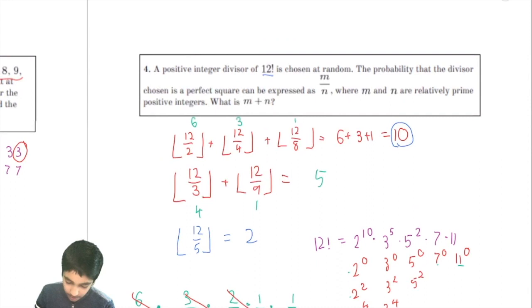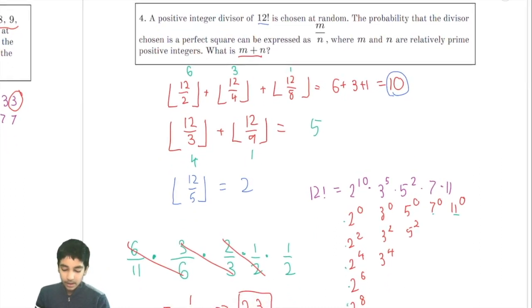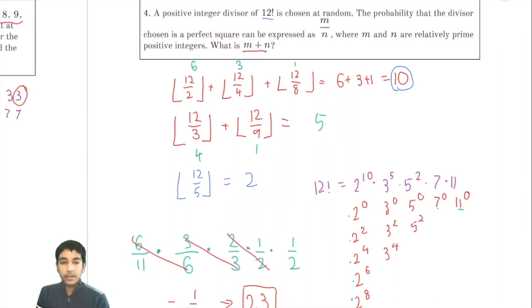Since we're asked to find m plus n, that's the solution for this problem. So the key idea here is to look at the prime factorization using this formula to calculate. It's actually known as Legendre's formula. And basically, we can just look at the different possible factors such that it results in a perfect square.